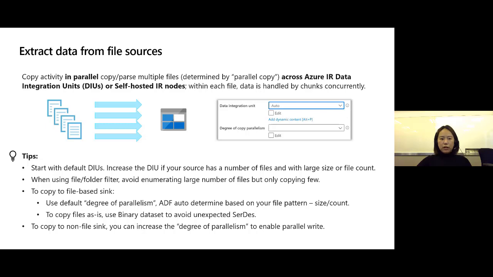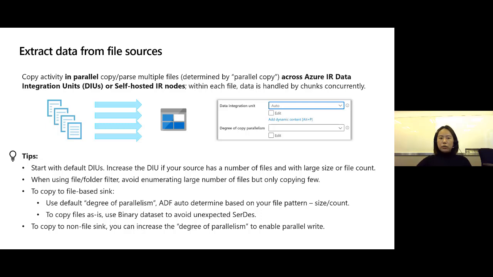So, some tips when you load data from files. When using the Azure integration runtime, you can usually start with the default DIU, which means you let Azure Data Factory detect and determine that based on your file pattern. This is especially helpful if you have dynamic folders or data to load, and we can apply different settings based on that.